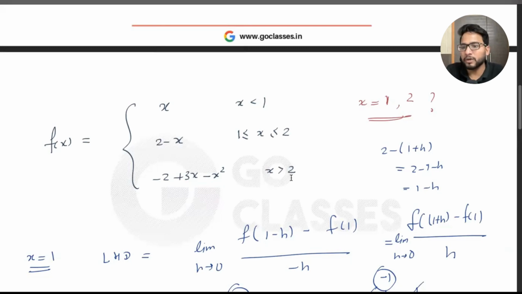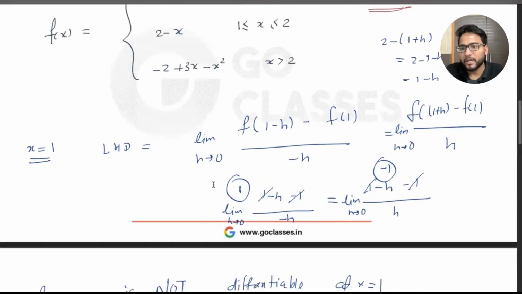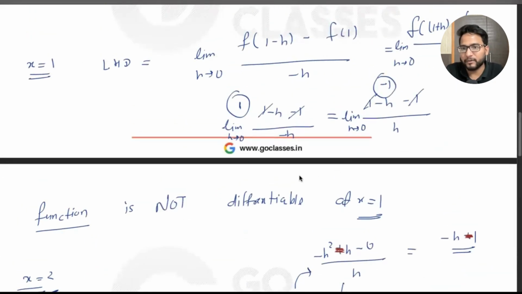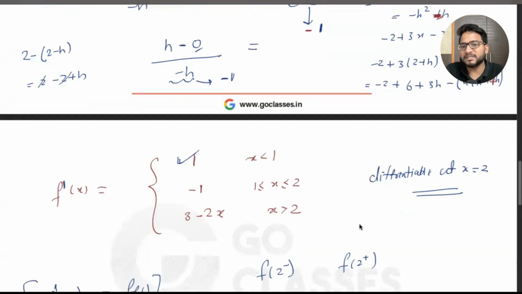So what you can do is go to the left-hand limit at 1. If you want to check at 1, you can check the left-hand derivative and the right-hand derivative. If both are the same, then you say the function is differentiable. Otherwise, you say the function is not differentiable. So this is what we have done. But there is a short trick also.